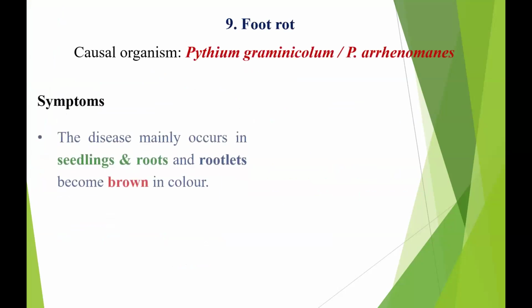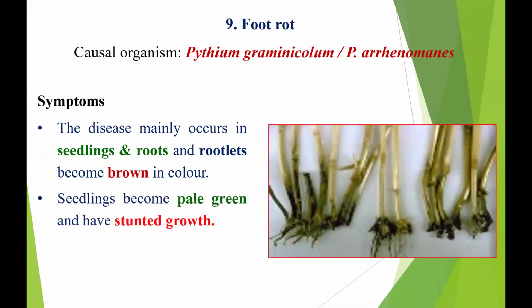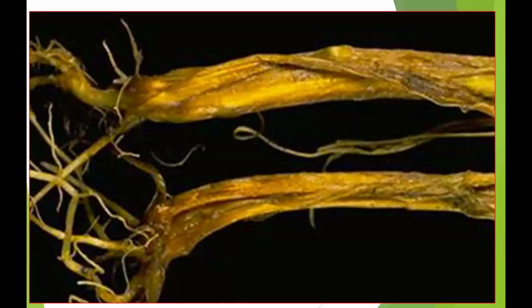Foot rot, causal organism is Pythium graminicolum or Pythium aphanidermatum. The symptoms which can be seen are that the seedlings, roots and rootlets become brown in color, and a water soaked appearance is seen. The seedlings are pale green in color and have stunted growth. These are the symptoms.